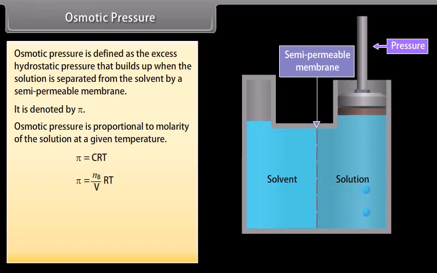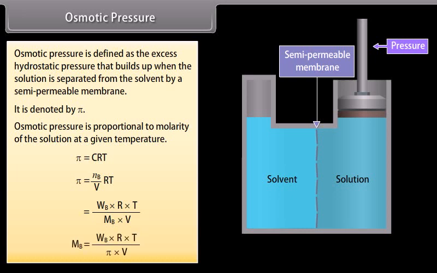Put the value of C in the equation. We get pi is equal to WB into R into T divided by MB into V. We calculate the value of MB as WB into R into T divided by pi into V.